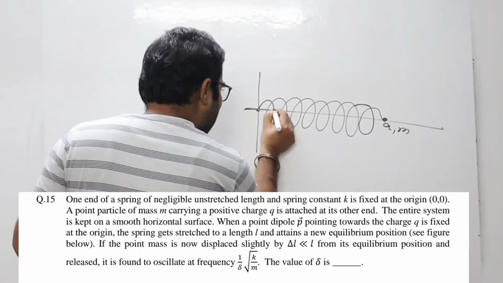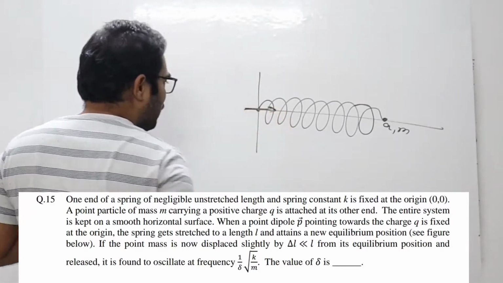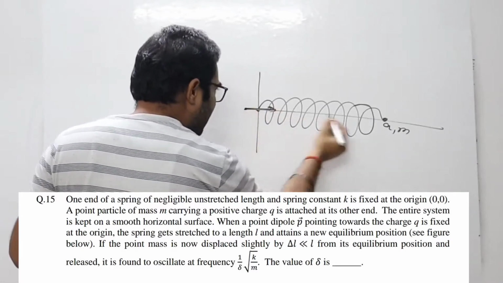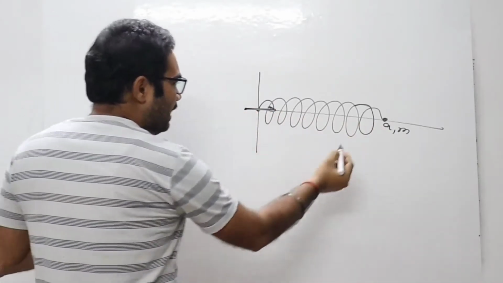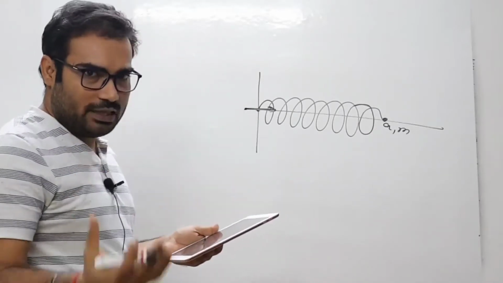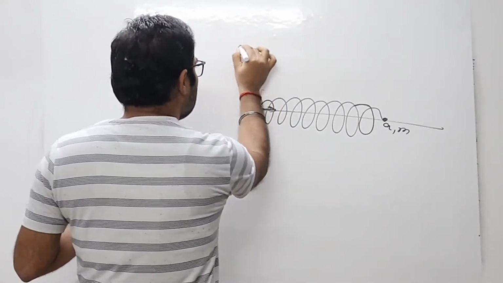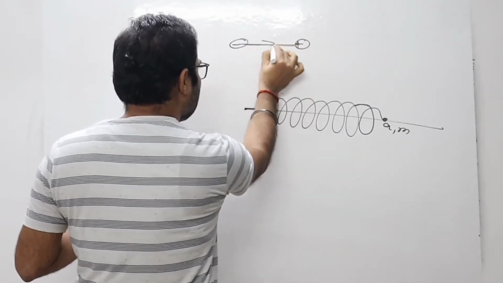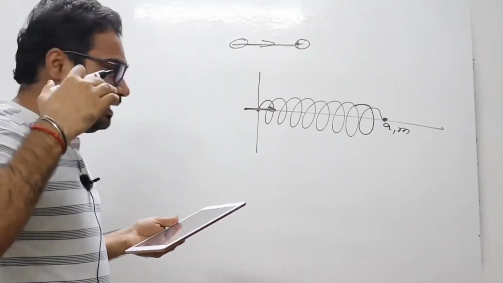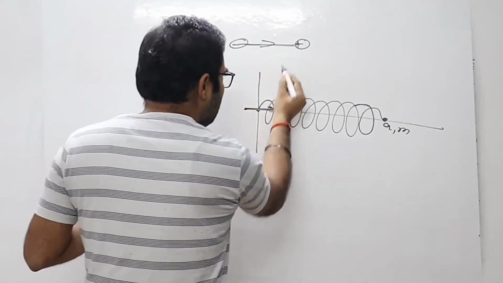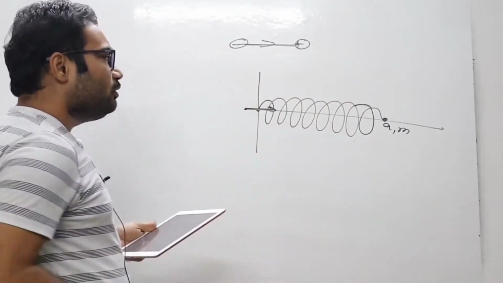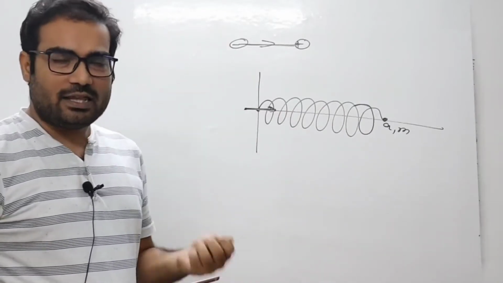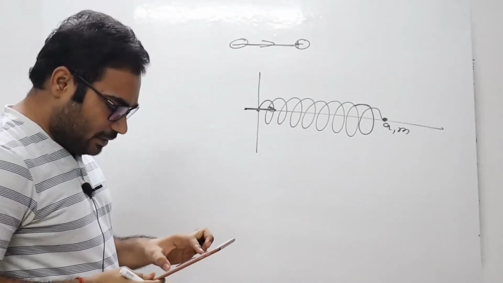There is an electric dipole placed at the origin, and because this dipole is pointing towards this charge, the positive charge of the dipole is closer to the point charge q. So you can say that this point charge q experiences a repulsive force.